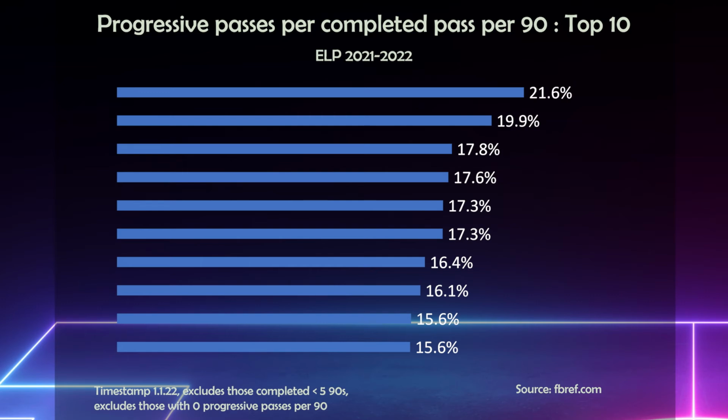So we can reveal the names in a second. You can see that the top one is making a progressive pass nearly 22% of the time, so nearly 1 in 5 of those passes are progressive, followed by 1 in 5, and so on and so forth. So let's look at the names in a second. But again, what this is doing, I'd say, in part, is taking out that big club effect, looking at the players who are most efficient, given the amount of possession that they have as individuals.